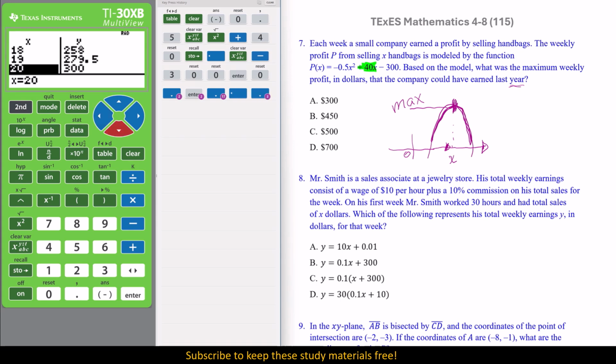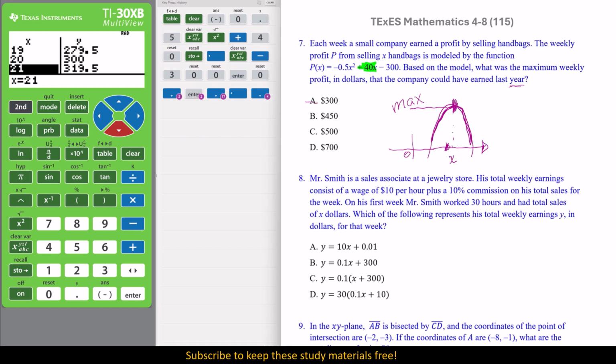Okay, it's still going up. You're looking at the right-hand side. Now, notice we got to 300 here at 20. So that'd be $300, and that is our A option. Well, let's go to the next one. It's still going up. So A, 300, is not a maximum because we're still climbing.